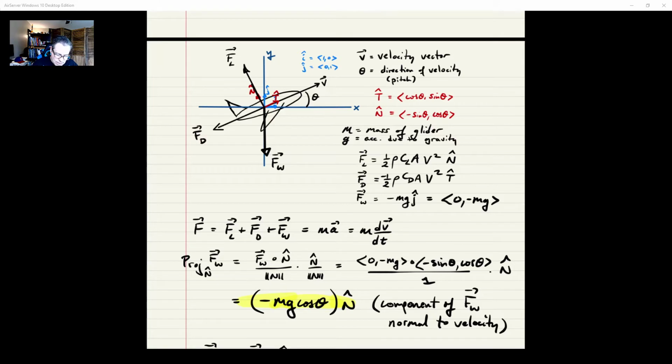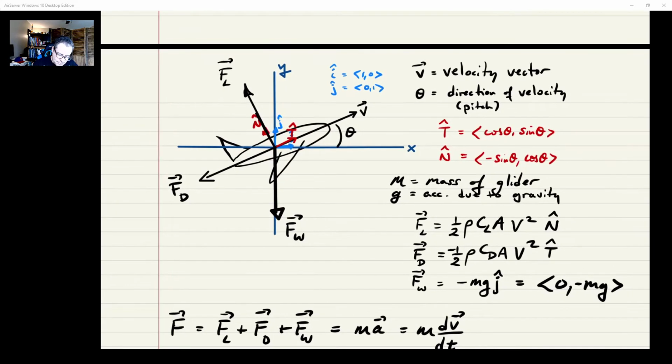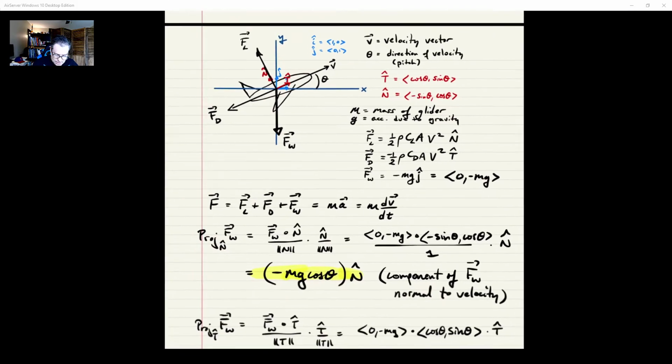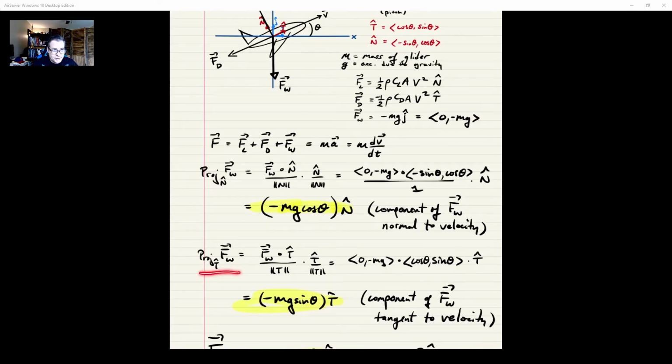Now there's also a perpendicular component to the weight that is tangent, and it's the sum of those two vectors together, the sum of these two vectors that make the total weight, the total force due to the weight. So we'll derive that component of the weight that is tangent to the path in exactly the same way, doing a dot product of the force due to the weight with the unit tangent divided by the magnitude of the unit tangent, which of course is 1.